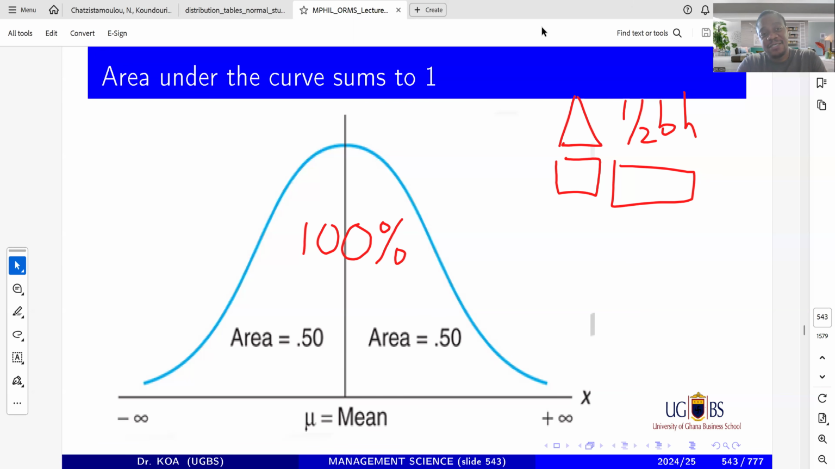It's always 100%. And what you want to do is, we say 1 is 100%. What is interesting is that because the left portion of the area equals the right portion of the area, it means that each one would be 0.5, 0.5 if the whole thing is 100%.